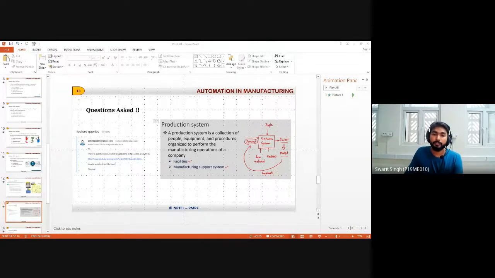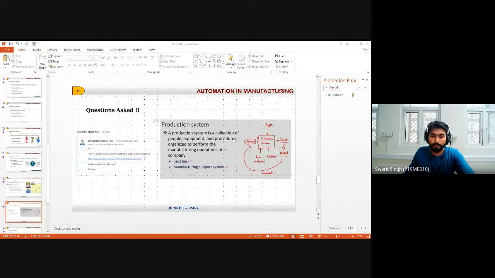Here in the slide it is also written that a production system is a collection of people, equipment, and procedures. Equipment means all the machines and tools that you are using for converting the raw product to some useful product. The procedure is all the manufacturing processes that you are using, organized to perform the manufacturing operation of a company. So there are two things: facilities and then the manufacturing support system.